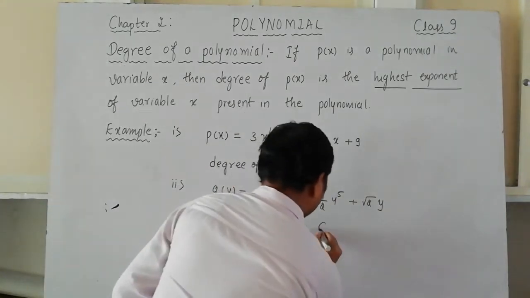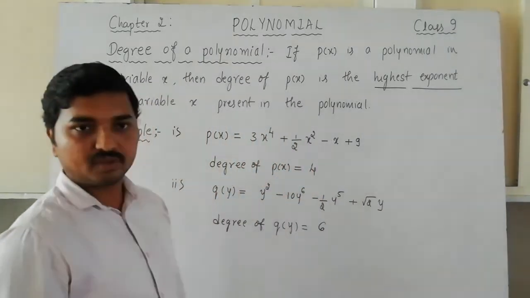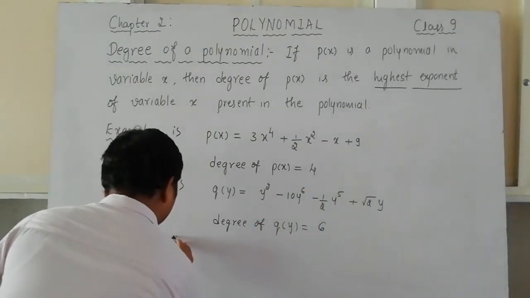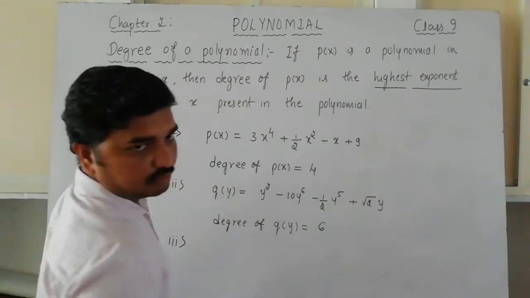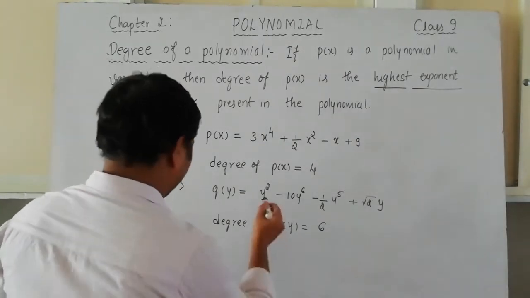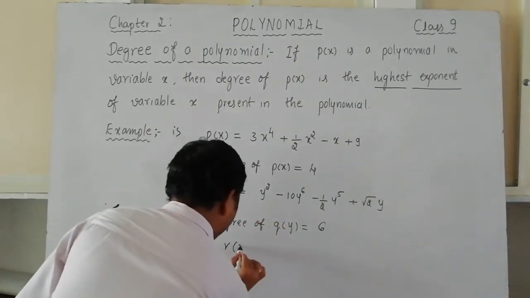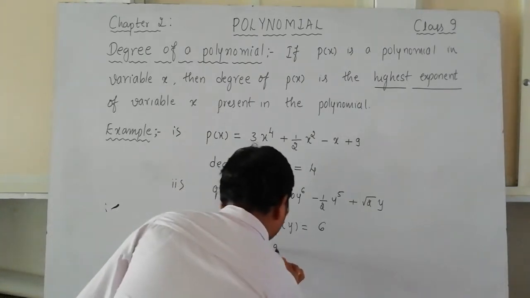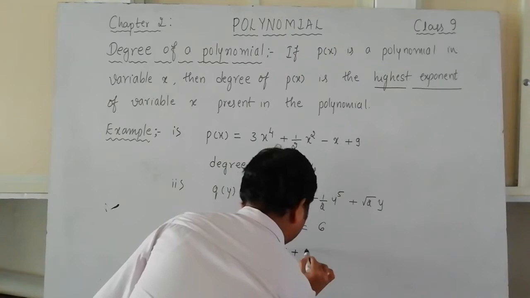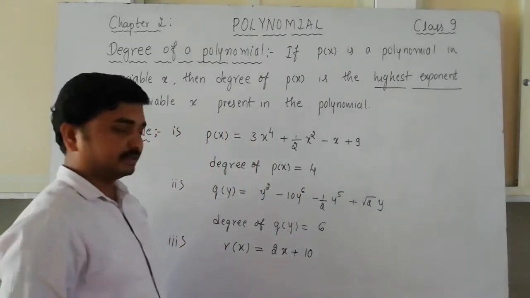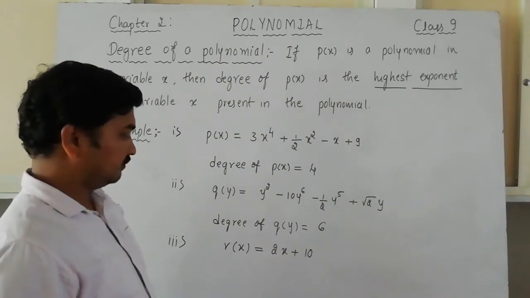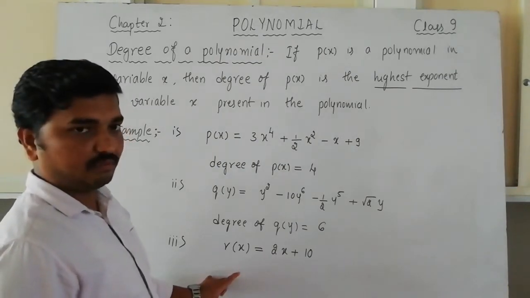Now its degree is actually how much? 6. Okay, so now I am going to write down one more polynomial. Try to find out the degree of this one. I am going to write down r of x is equal to 2x plus 10. Okay, what is the degree of this one?